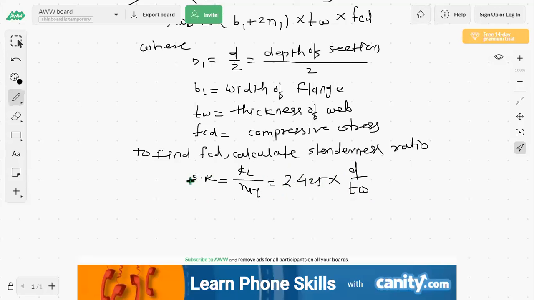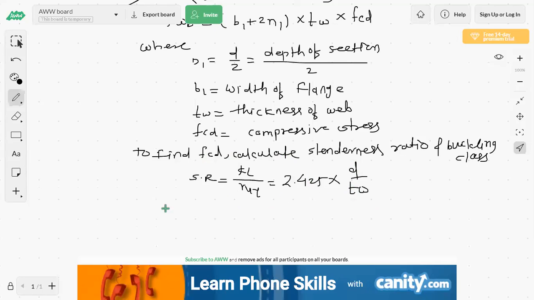Okay, so again, calculate slenderness ratio, and here buckling class is required again. To find FCD, the compressive stress, we have to calculate the slenderness ratio and buckling class. Slenderness ratio we can calculate by using this formula.